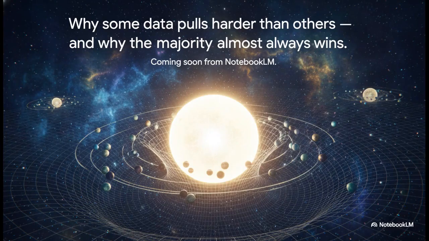But this brings up a pretty critical question, right? If this is all physics and gravity, are all data points created equal, or do some have a stronger gravitational pull than others? In our next explainer, we're going to dig into why some data pulls harder than others, and why, in the geometry of these models, the majority view almost always wins.